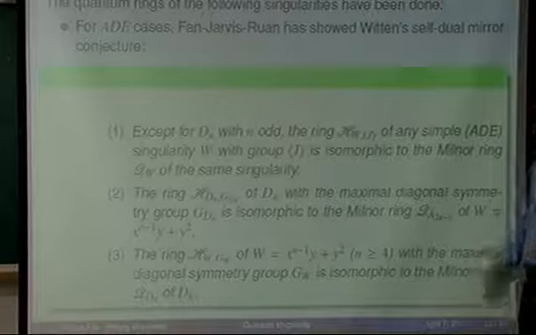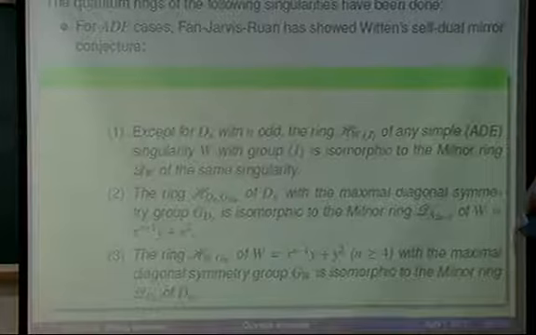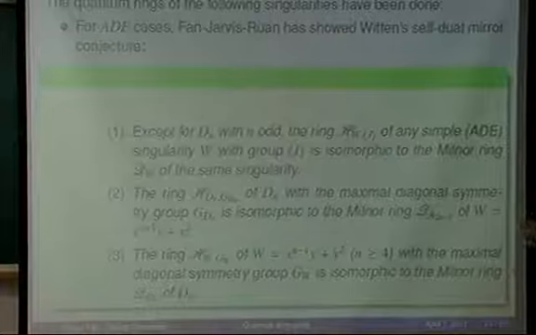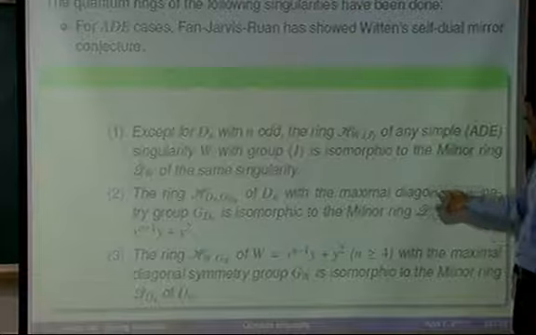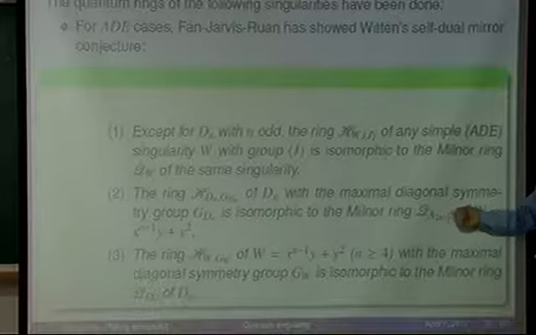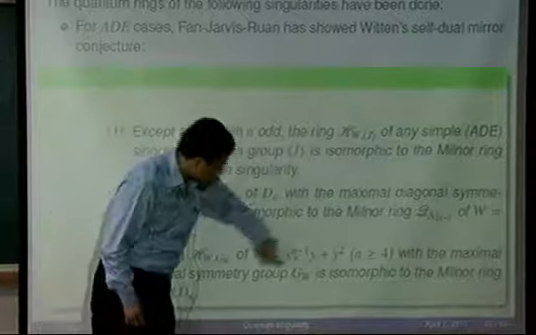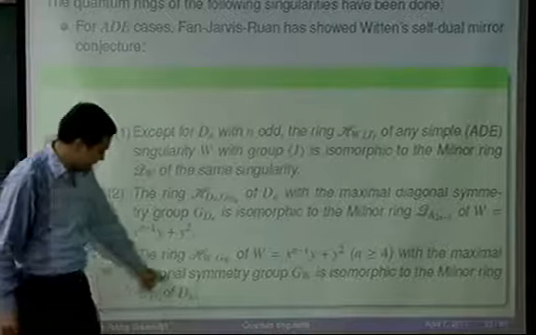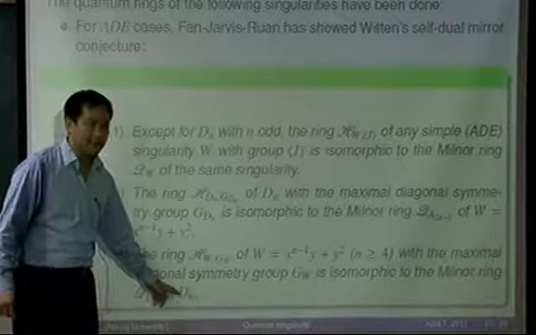So is this a mirror symmetry or just...? This is a kind of mirror symmetry. Okay, mirror symmetry of algebra. Right. For the D_n case, you can consider D_n with a maximal diagonal symmetry group G_max. For this tuple, we have the quantum ring. This quantum ring is isomorphic to the Milnor ring of A_{2n-3}, that is, D_n to A_{2n-3}. The second says the ring of this singularity, the dual singularity of D_n, also with a maximal diagonal symmetry group, is isomorphic to the Milnor ring of D_n. So this is the simplest mirror symmetry.